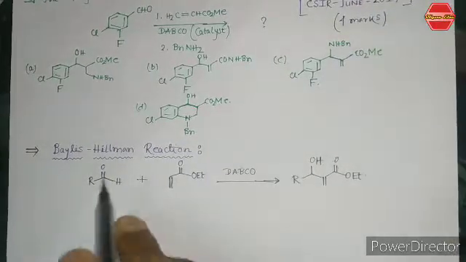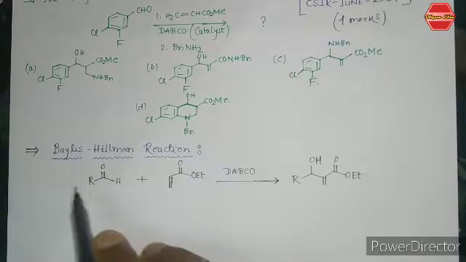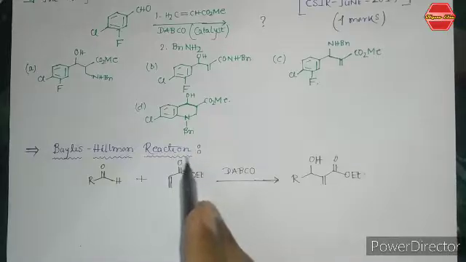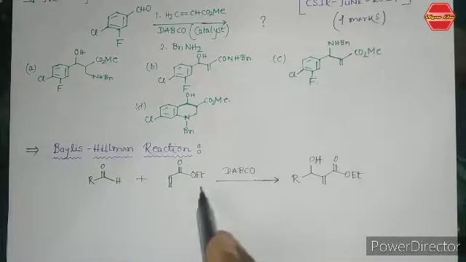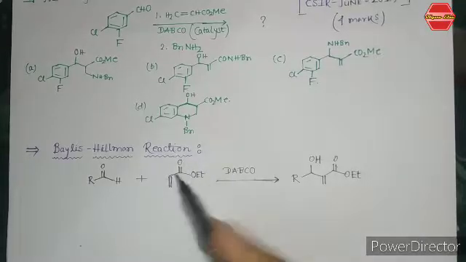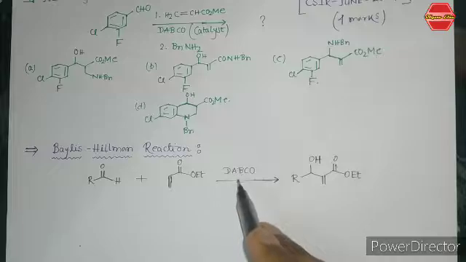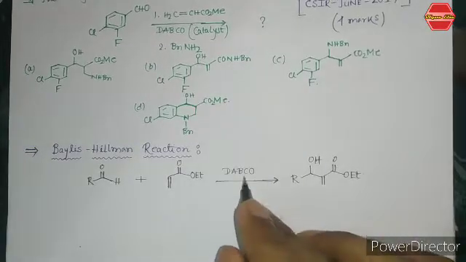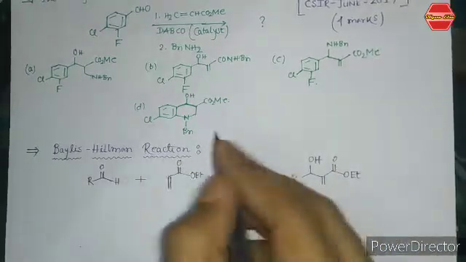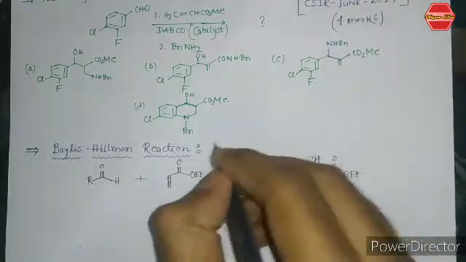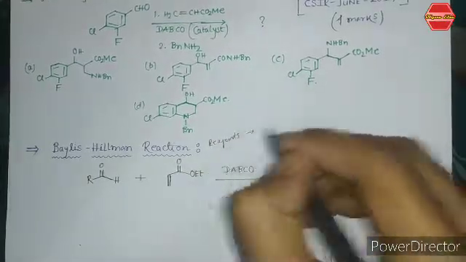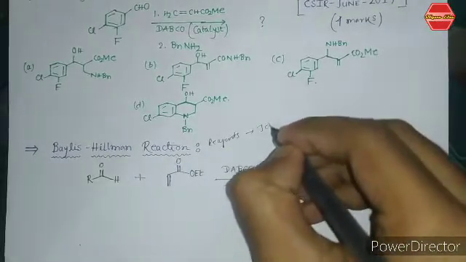For the Baylis-Hillman reaction, the substrate used is a kind of aldehyde, and you have to take an acrylate derivative, that is ethyl acrylate, under the influence of DABCO. Now see, what is DABCO? DABCO is nothing but a tertiary amine. You have to know that the reagent used for this Baylis-Hillman reaction is a tertiary amine.